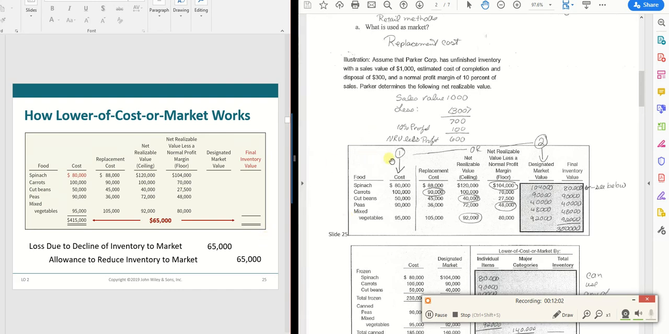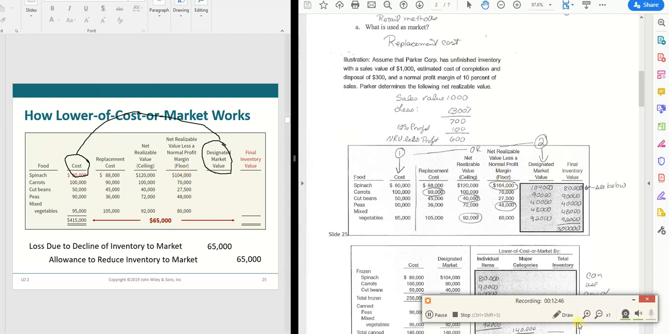So remember, here's where people mess up. Your overall goal is to compare cost to market. The problem is the steps to get to market are so long. By the time you figure out the market, you forget what the market was. So remember, market is replacement cost, but it can't go above the ceiling and floor. So what I generally do is I get the ceiling, the floor, and the replacement cost, and I just circle the middle one. So you can see I did it over there.